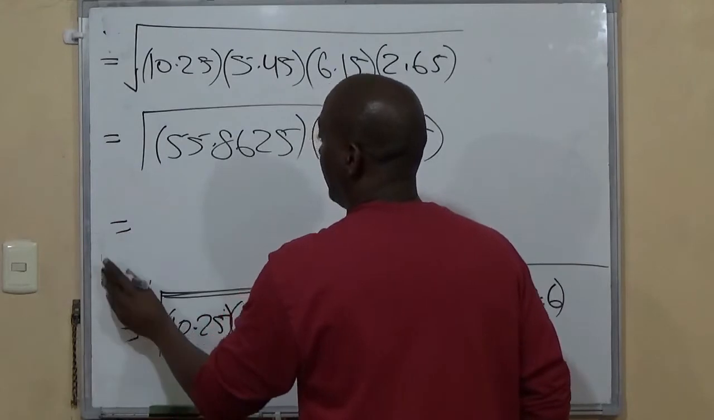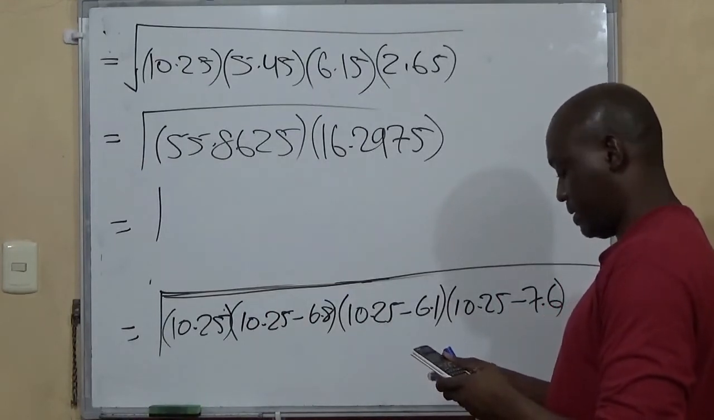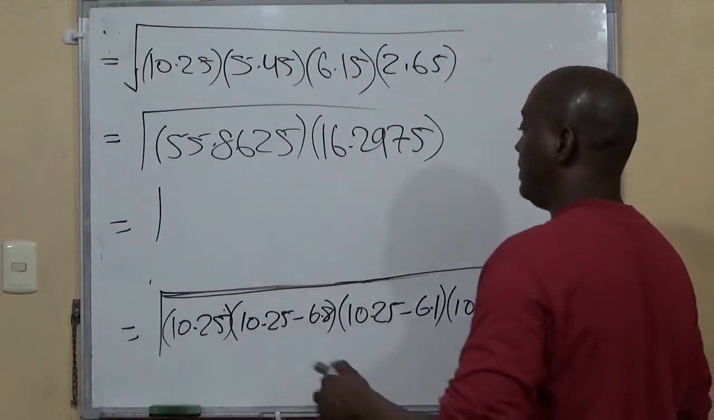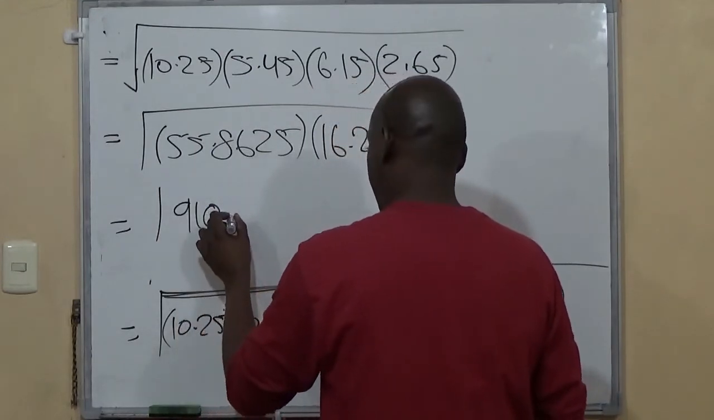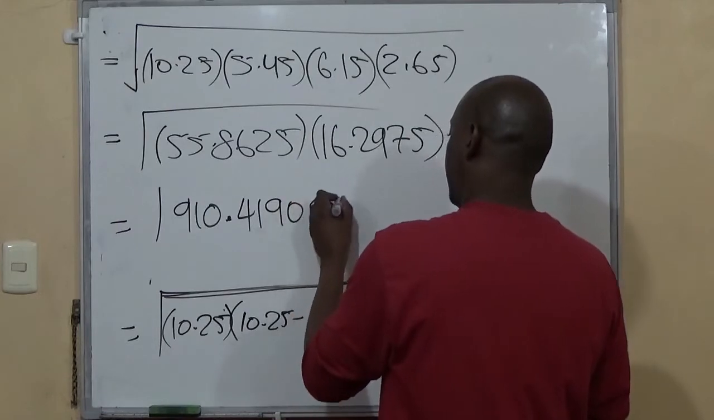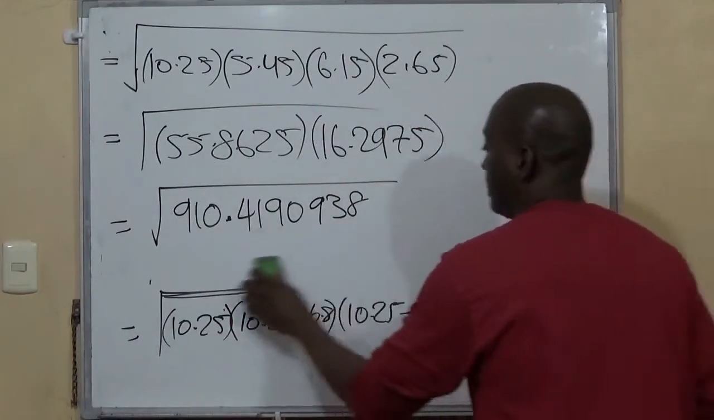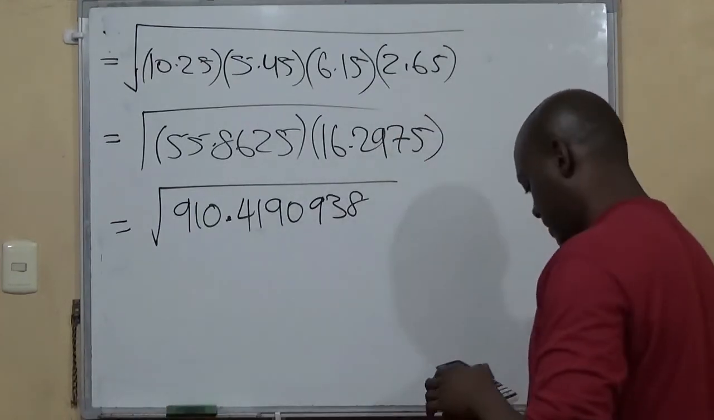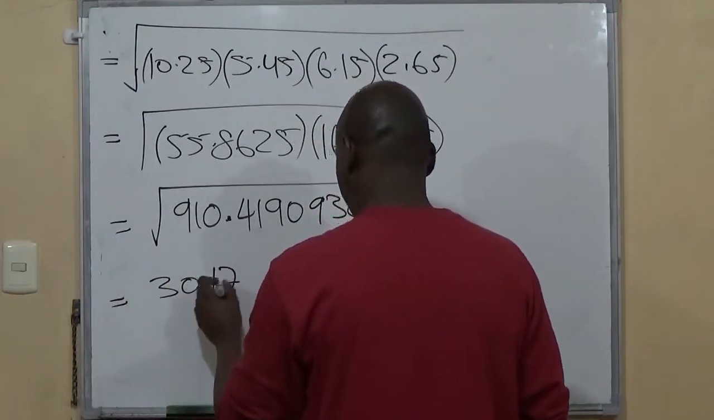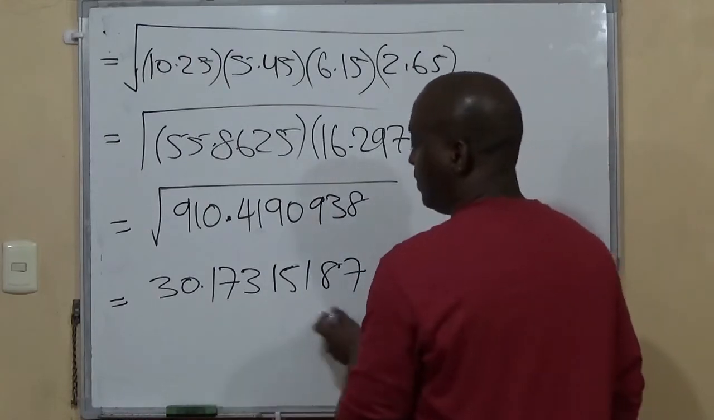And then we multiply those two and we get what? 16.2975 multiplied by 55.8625 is equal to 910.4190938, and the square root of all of that is, let us see, drum roll, equal to 30.17315187. Of course, you're not going to leave the answer like this.